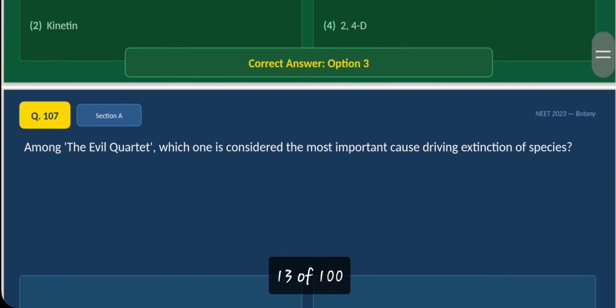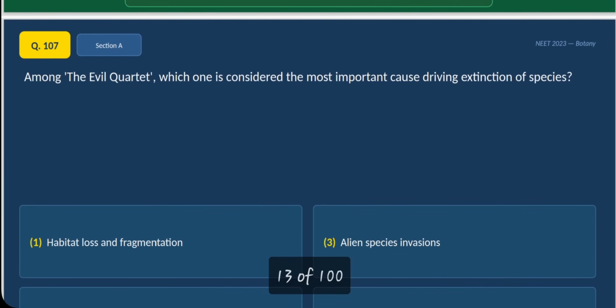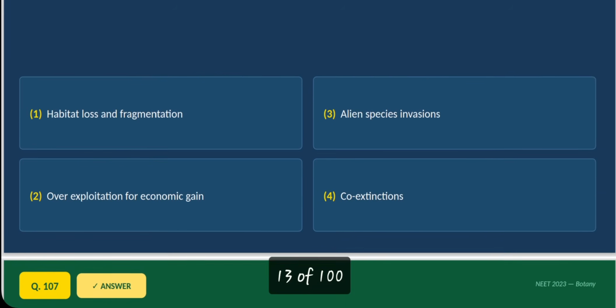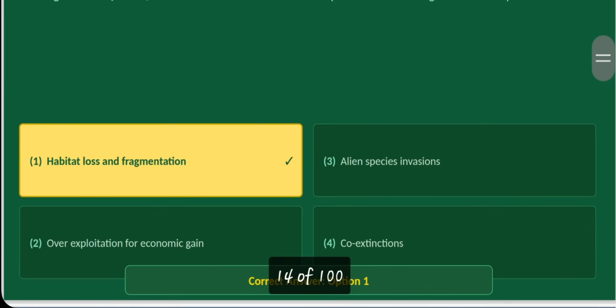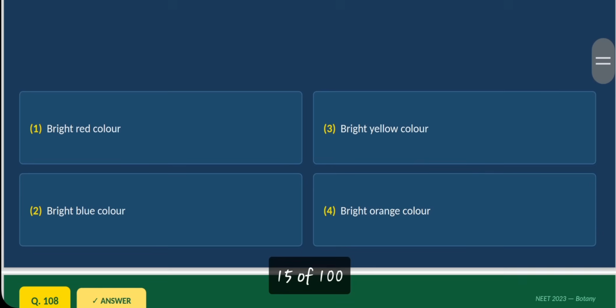Among the evil quartet, which one is considered the most important cause driving extinction of species? Habitat loss and fragmentation, alien species invasion, overexploitation for economic gain, co-extinctions. So here mostly the answer is going to be habitat loss and fragmentation, which is even presently happening in Bangalore, where the forests are all being lost for the urbanization process. So biodiversity loss has also happened both in flora and fauna. So habitat loss and fragmentation is the correct one.